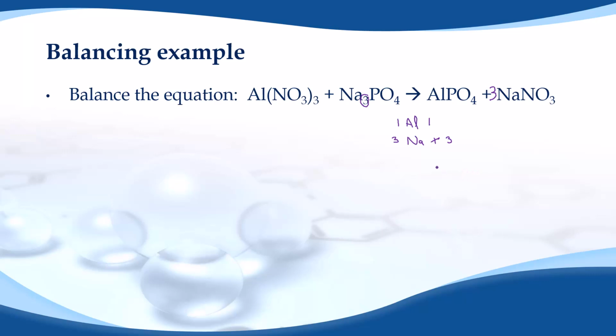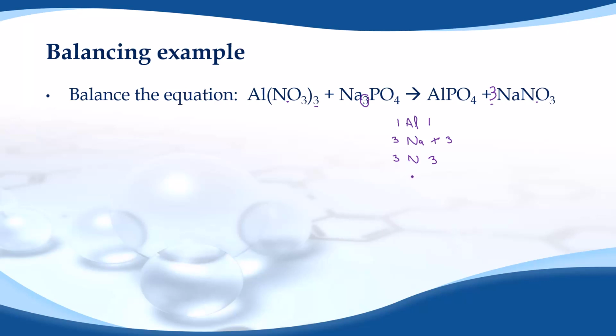Our next element, we'll look at Ns. On the left-hand side in the aluminum nitrate, I have 3 nitrogen atoms. The one subscript inside the parenthesis times the 3 outside. On the right-hand side, I also have 3 nitrogens. The one subscript on the nitrogen times the coefficient of 3. Okay, so far, aluminum's balanced, 1 on each side. Na is balanced, 3 on each side. Nitrogen is balanced, 3 on each side.